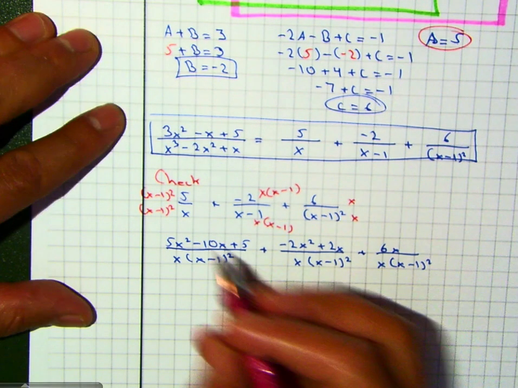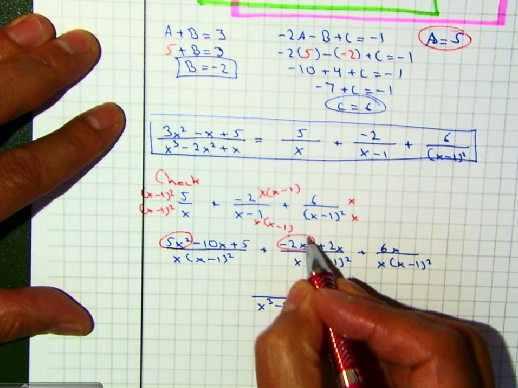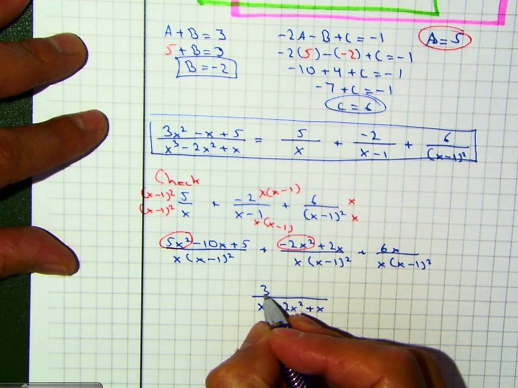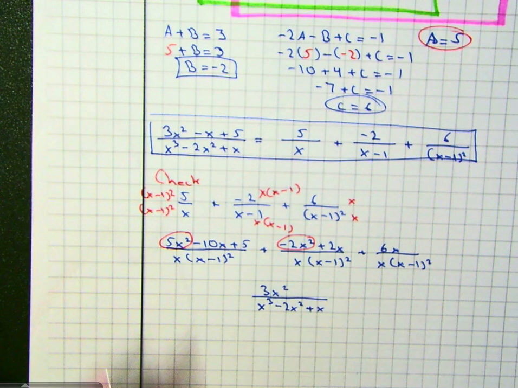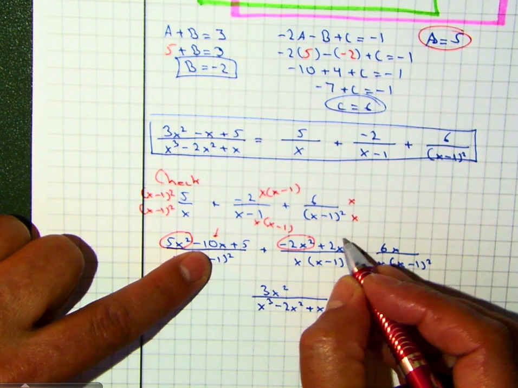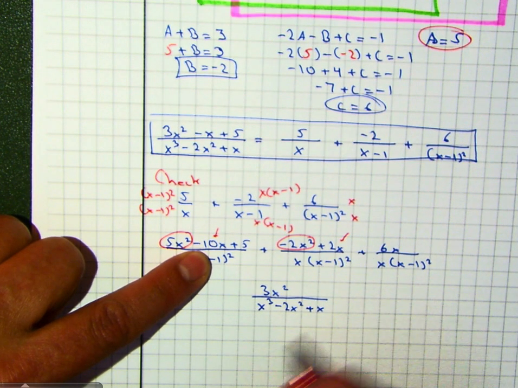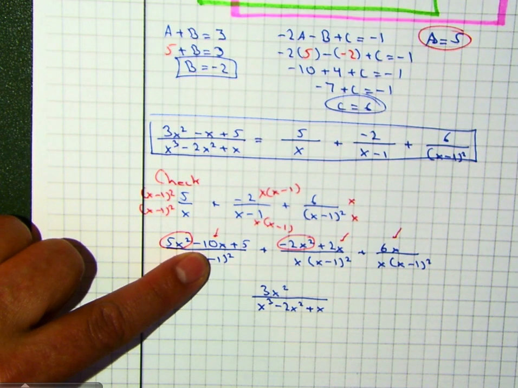Let's combine my x squares. That gives me 3x squared. Combine my x's. We have negative 8 plus 2 gives me negative 2. So where did I go wrong?